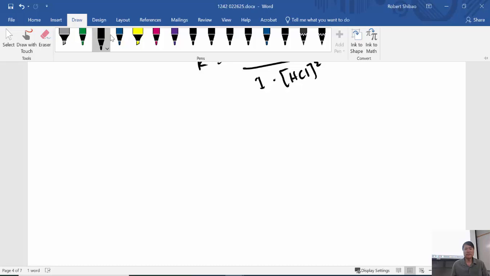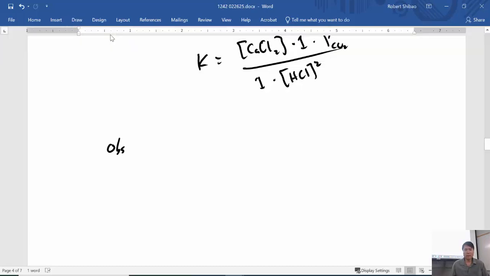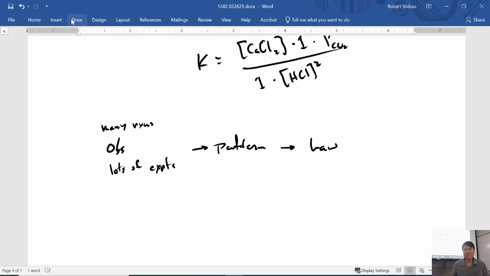All right, from lots of different observations, many reactions, lots of experiments, there's a pattern that comes out, and then this pattern is reproducible. It's consistent, so we call it a law.